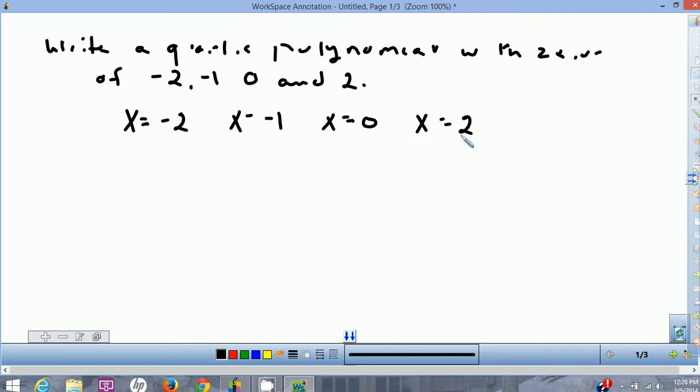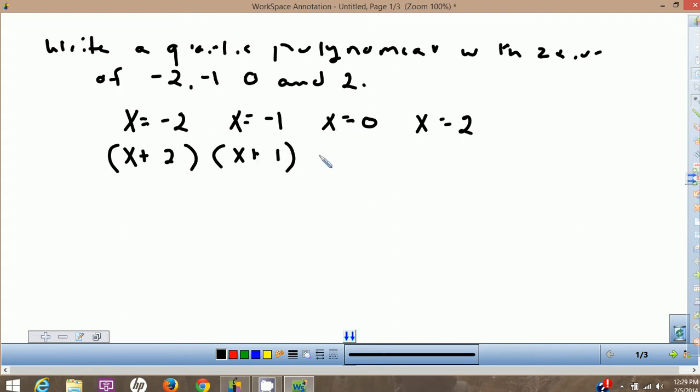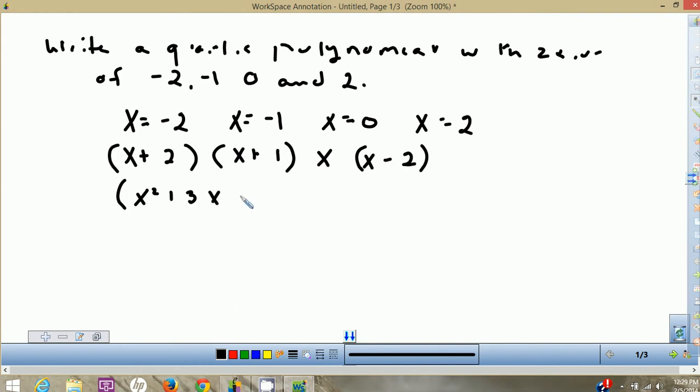So can I come up with factors based upon those? Well, sure I can. If x equals negative 2, add 2 to both sides. My factor is x plus 2. If x equals negative 1, my factor is x plus 1. If x equals 0, my factor is just x. And if x equals 2, my factor is x minus 2. Now, usually the easiest way to change this to standard form is to work with them 2 at a time. So I'm going to take these 2 and FOIL, which is going to give me x squared plus 3x plus 2.